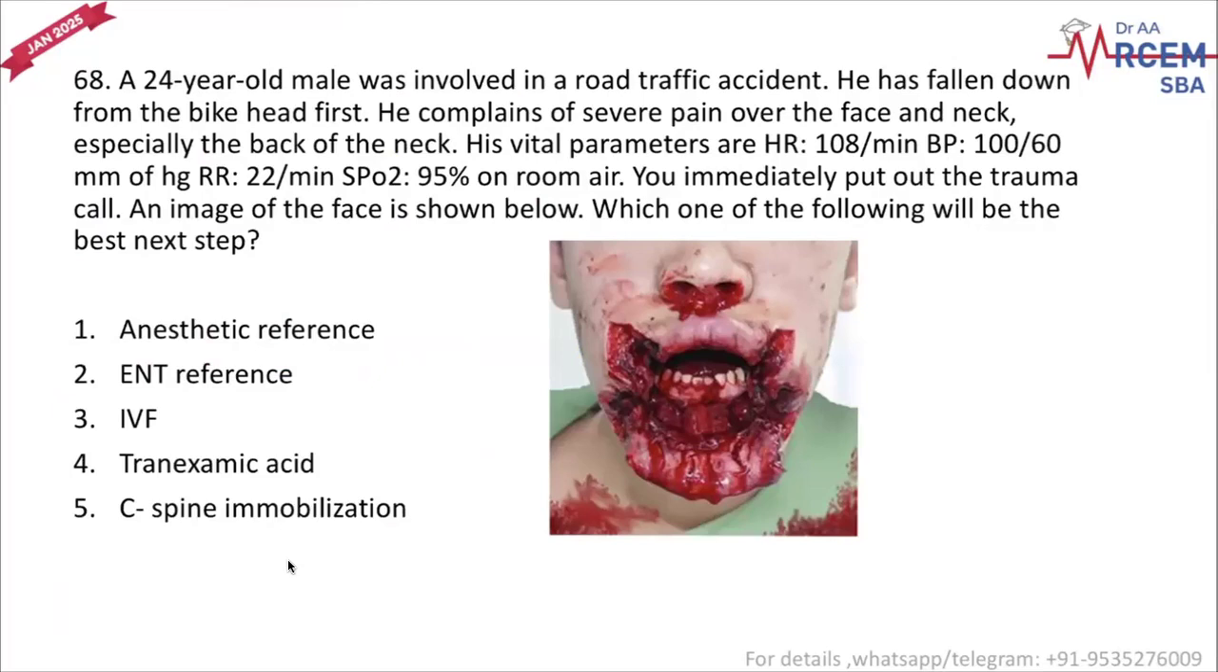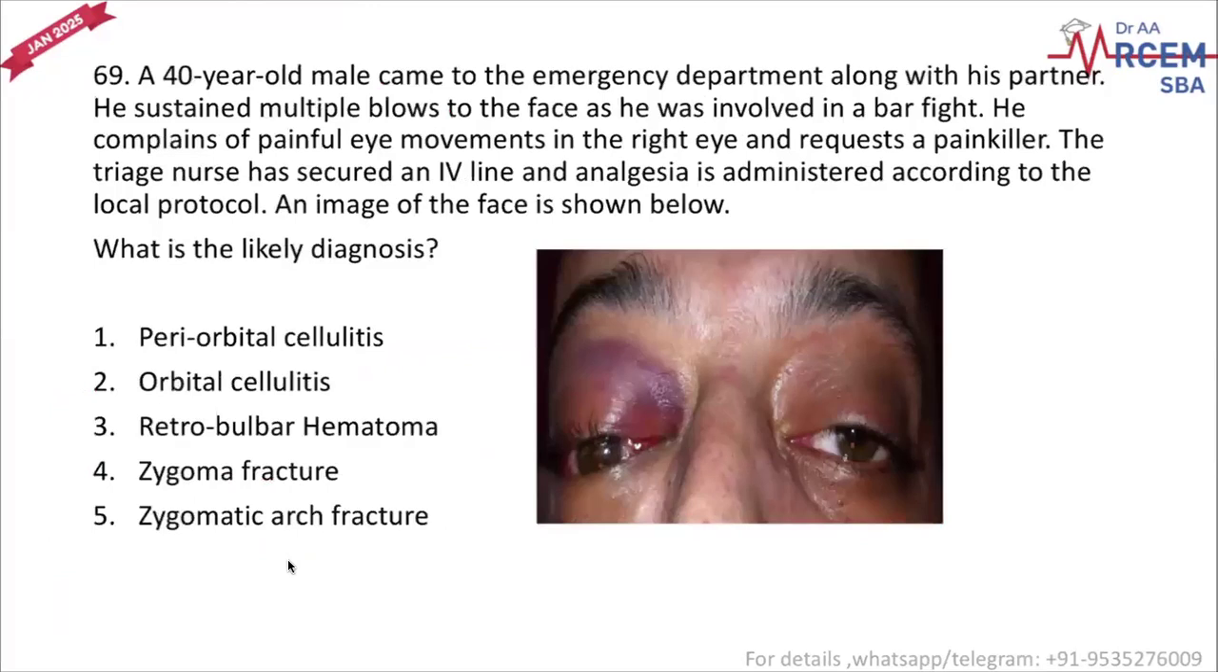Next step is the fifth one here, as discussed previously. Manual inline stabilization is the first step. Second step is doing an airway assessment and intervening if required. Third step is 3-point immobilization. If they mention just C-spine immobilization, we'll also consider it to be manual inline stabilization.